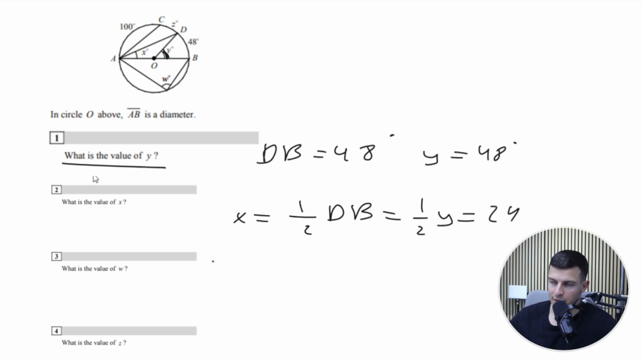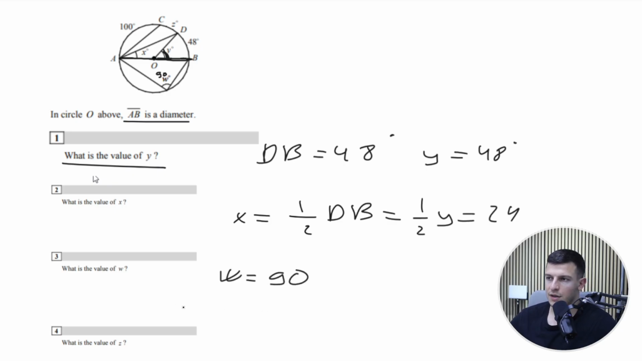What is the value of W? Now, where is W? W is right here. It's looking at AB. And they gave us a hint: AB is a diameter, which means this whole arc is 180 degrees, a semicircle. Okay? So half of that is going to be 90. So W is equal to 90.